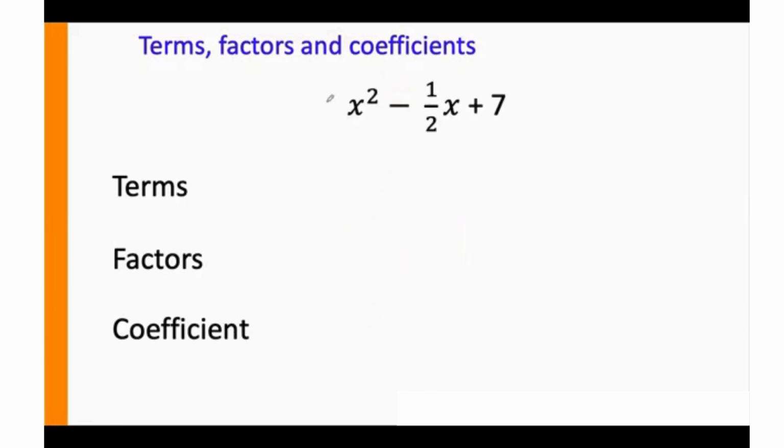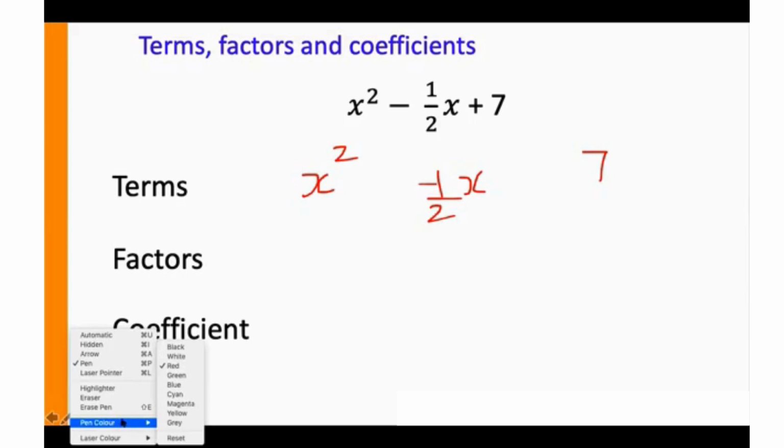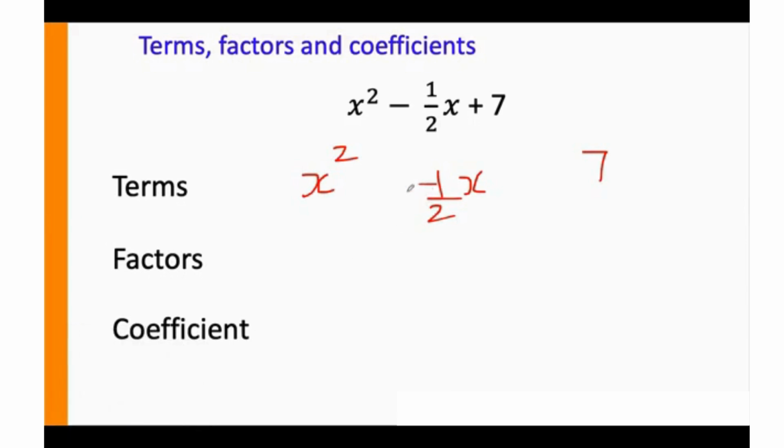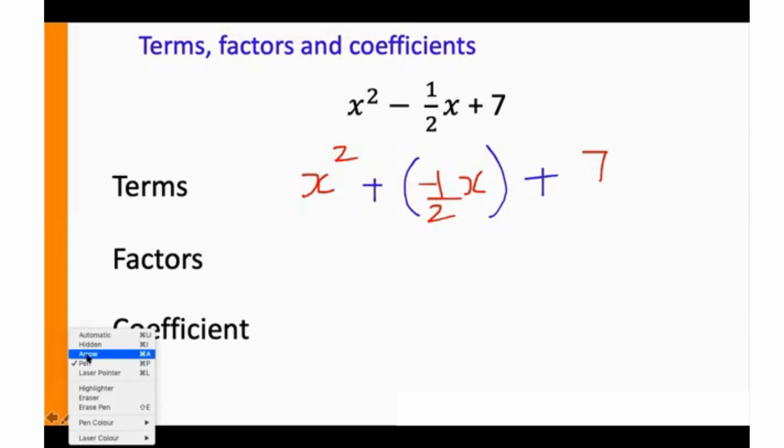Moving forward, if you take the second example, the terms are x squared, then -1/2x is the second term, and the third term is 7. And terms are always added to form the expressions. Though there is a minus sign, we know that it's actually added to form the expression. So plus into minus eventually became minus. But terms are added to form the expression, and each term has factors.